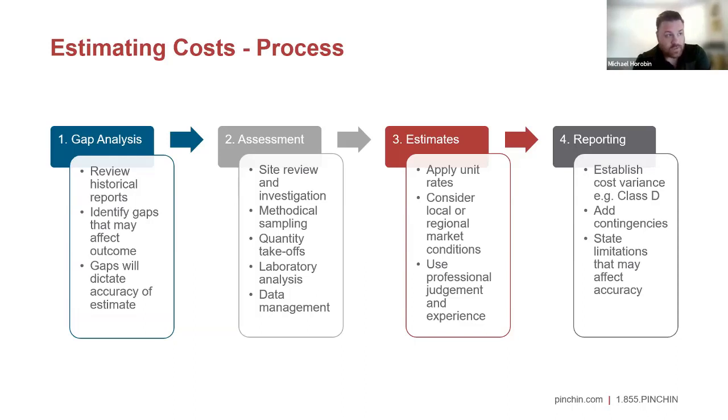And then the last step is obviously reporting. We establish the cost variance, so our Class D estimates. We add contingencies, and then we state all limitations that may affect our accuracy or what has limited our contingencies. So if we had to assume certain things, we add that to our limitations so everyone's fully aware.